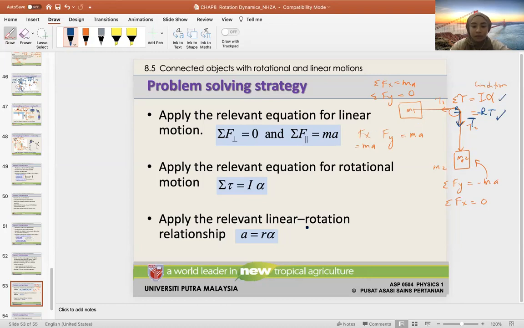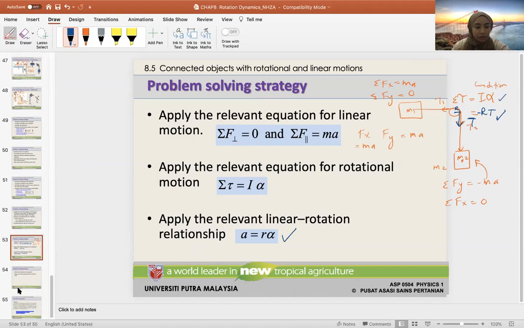Okay, apply the relevant linear rotation motion relationship if you need to. Connect the linear acceleration to the angular. And we have discussed this before. Your pulley should have the same linear acceleration, but it is rotating. So you just multiply it with the A divided by R to get the angular acceleration.